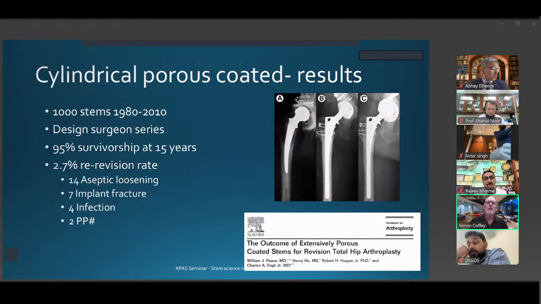What are the results of these cylindrical porous coated stems? So this series from Charlie Eng, who was really the father of this technique and this type of stem, they reviewed over 1,000 stems between 1980 to 2010, which is remarkable. It's a single design surgeon series with excellent survivorship at 15 years. But where there were problems, there were issues of some loosening, some implant fracture, some infections, and some periprosthetic fracture. So this is about the high watermark in terms of results of this sort of stem in revision surgery.